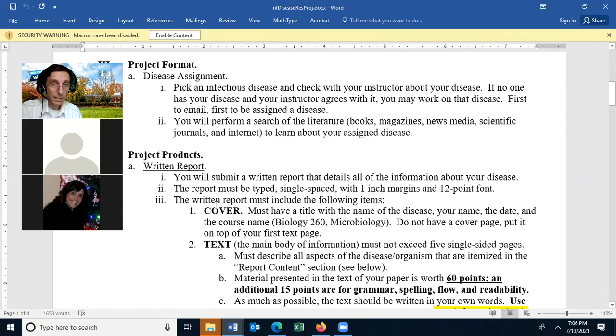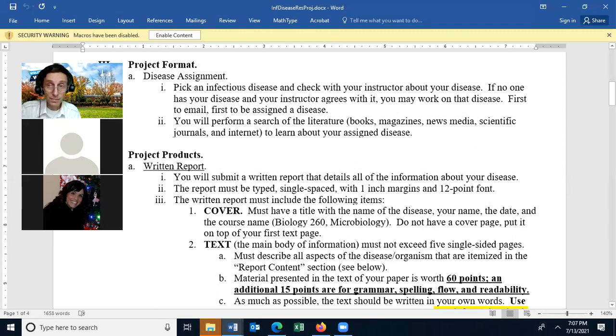There must be a cover, which is not a cover page. It must have the title with the name of the disease, your name, the date, the course name. I do not want a cover page because that takes up so much room, and I probably won't print it out, but if I were to, it would be an extra page. What I want is for you to put the cover on the same page as the body of your text. So on page 1, you'll have the cover information, and then a space, and then you'll begin the body of your research paper.